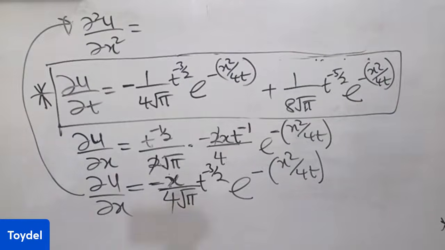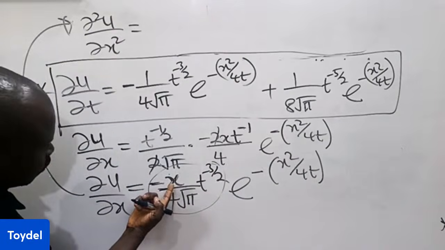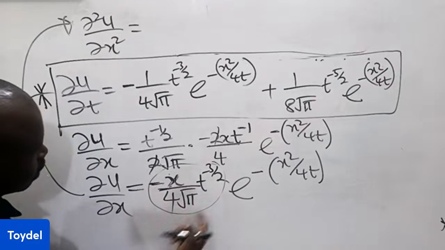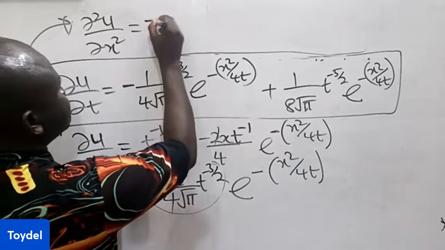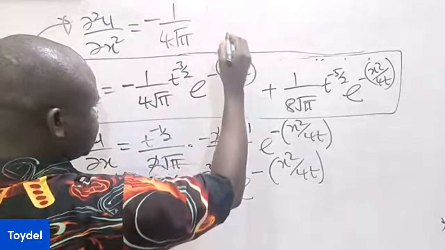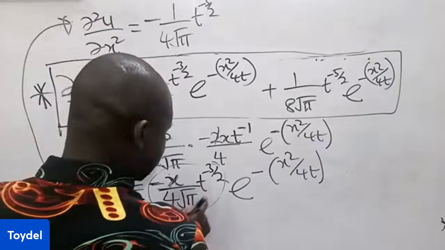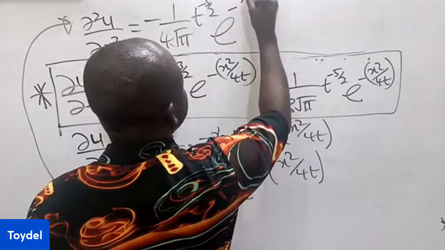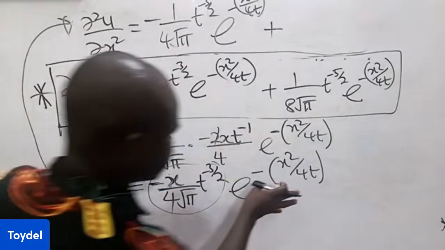So if I do that, I will differentiate this one. This component has x here. If I differentiate this, it's only x that will go. Every other thing will retain its value. So if I differentiate this now, I'm going to get minus 1 all over 4 square root of pi, then t raised to power minus 3 all over 2. When I differentiate this, I'll pick this exponential minus x squared all over 4t. Plus, I will now differentiate this.